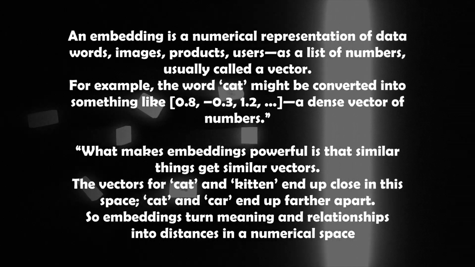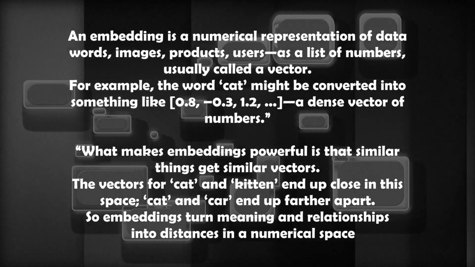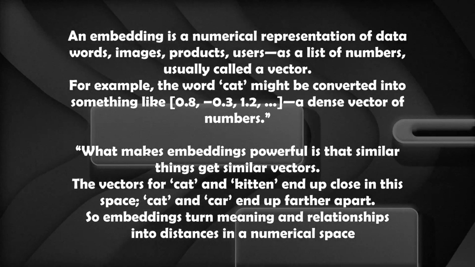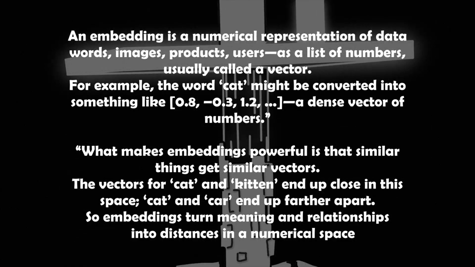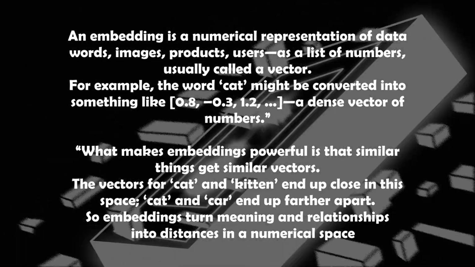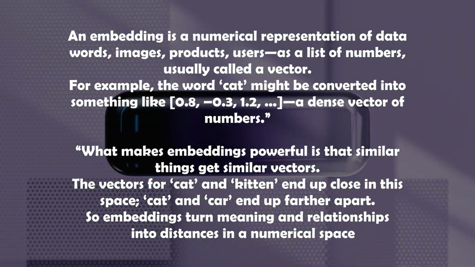What makes embeddings powerful is that similar things end up with similar vectors. The vectors for cat and kitten end up close in the space. Cat and car end up farther apart. Embeddings turn meaning and relationship into distance in a numerical space.